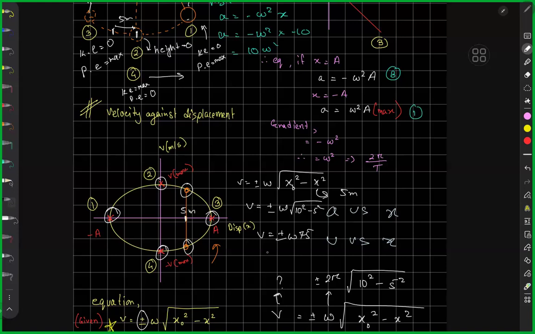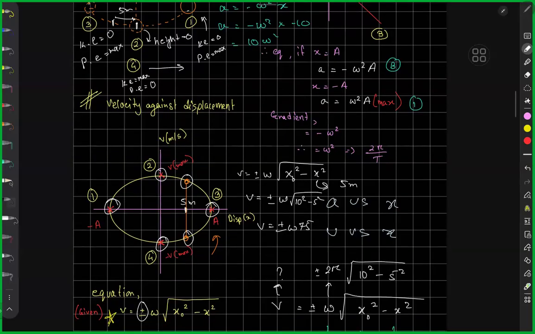So it could be positive root over 75 omega, or negative. Sorry, could you repeat? Won't it be root over 75? Yes, it will be root over 75. Yes, my bad. Root over 75, correct. So ultimately, this plus minus basically means that it can be positive root over 75 omega or negative root over 75 omega.